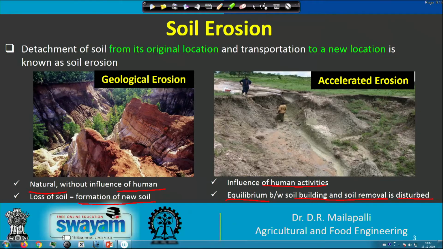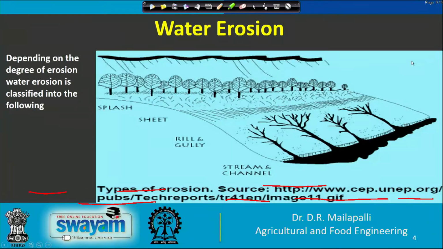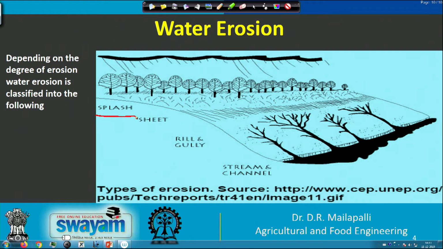Erosion has two basic agents. The first one is water and the other one is wind. Here we are talking about water erosion, followed by wind erosion in this lecture. Depending on the degree of erosion, water erosion is classified as splash erosion, sheet erosion, rills and gullies, and stream channel erosion.